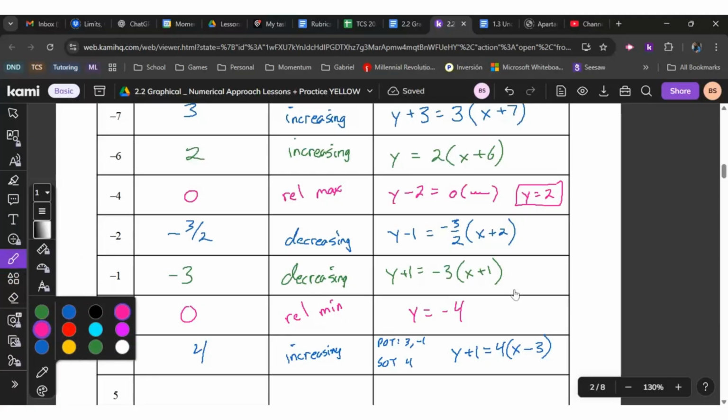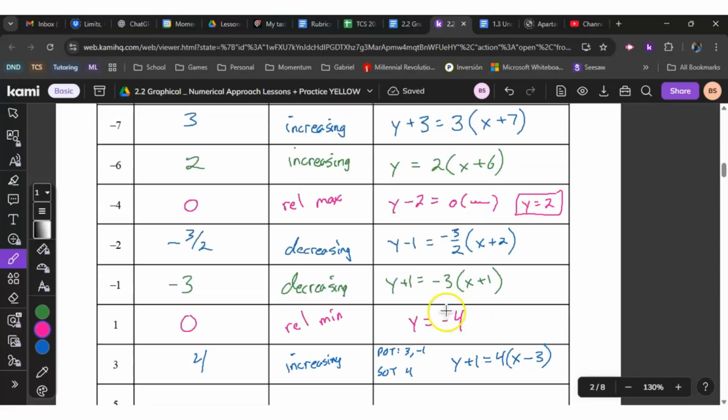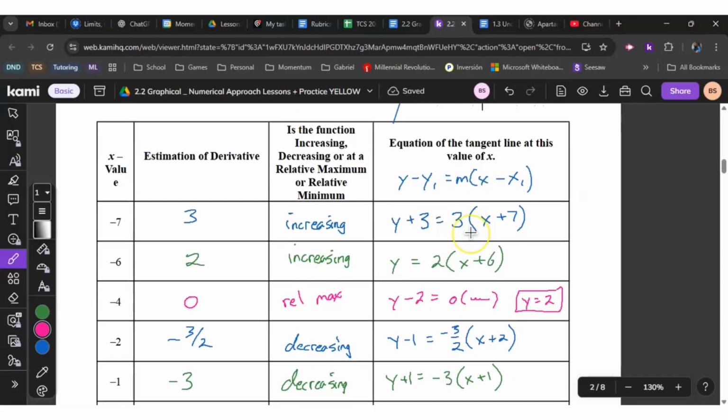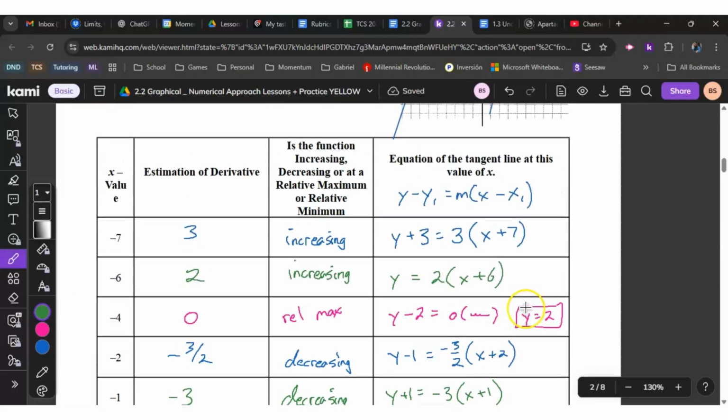All right, let's try 5, shall we? Oh, we like 5. 5's great. It's a flat line. What does that mean? This one is actually absolute, yes, but we're still going to call it a relative just to be in the habit because we're going to talk about absolutes later. So let's call this a relative max, and it's just living at y equals 4. All right, our last one, 7.